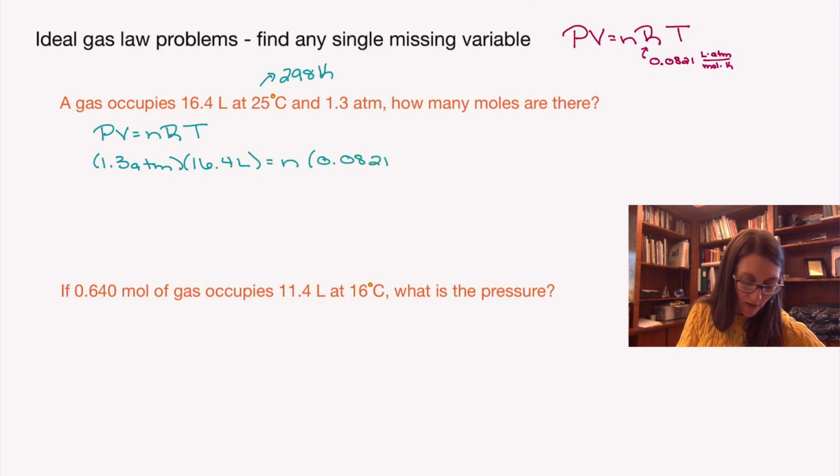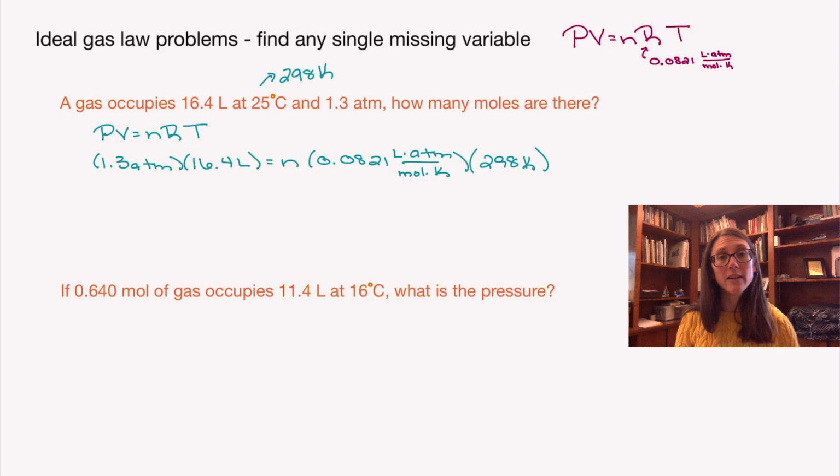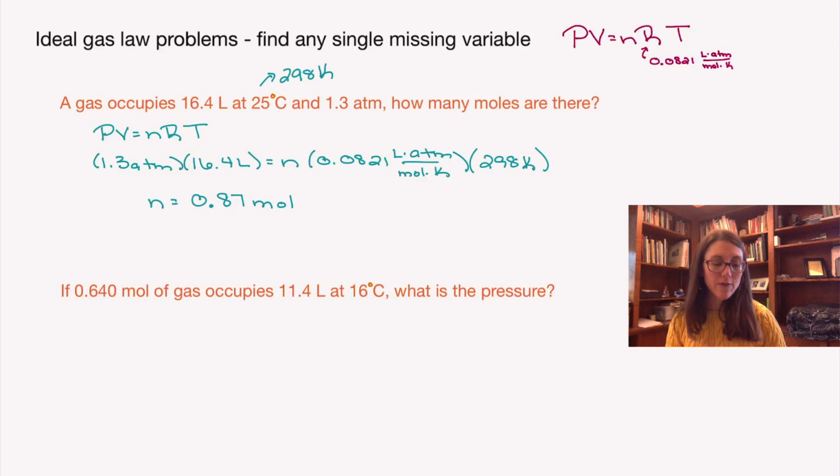R is the ideal gas constant. And then T is our temperature. To solve for n, I need to divide both sides of this equation by 0.0821 and by 298. And so when I do that, I find that I have 0.87 moles. I get 2 sig figs here because 1.3 atmospheres had 2 significant figures, so that will define my significant figures.